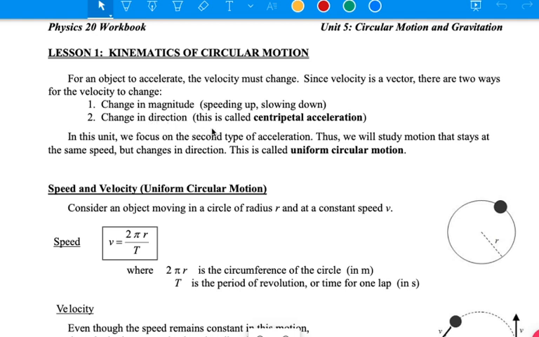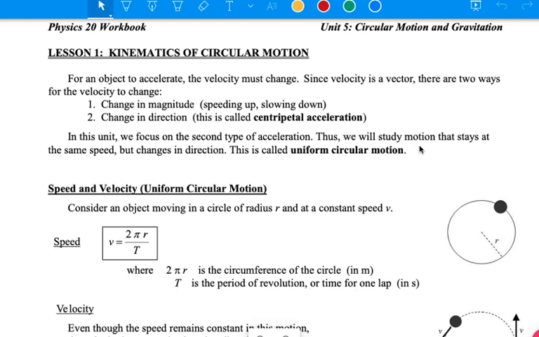So this first one is our regular acceleration. The second one, the change in direction of a velocity vector, is what we call centripetal acceleration. And we'll see shortly that you can have acceleration without changing the speed at all, as long as you're constantly changing the direction of that velocity vector. So we're focusing this unit on this centripetal acceleration.